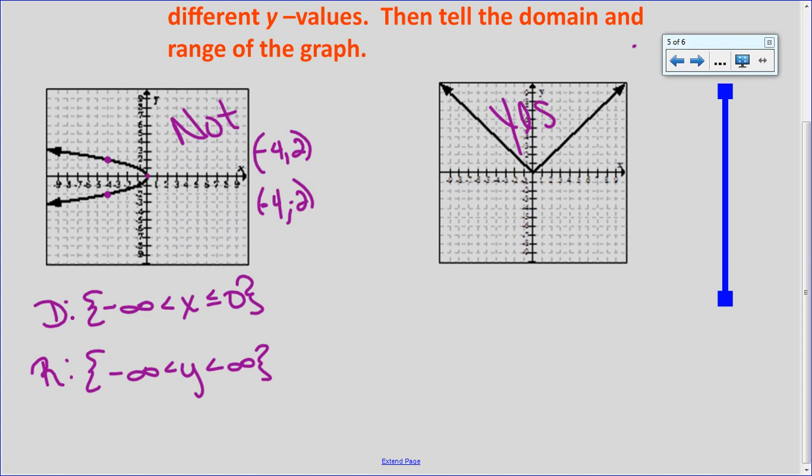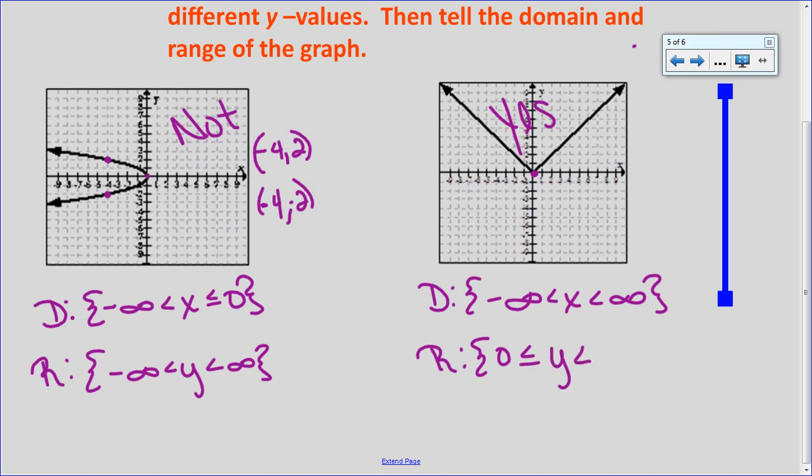So I don't have to list ordered pairs for this one, but they do want the domain and range, so we're going to do that. Domain, left forever, right forever, so negative infinity to positive infinity. My range, on the other hand, has a minimum point right here at 0, so it goes from 0 to positive infinity because those arrows also extend in an upward direction.